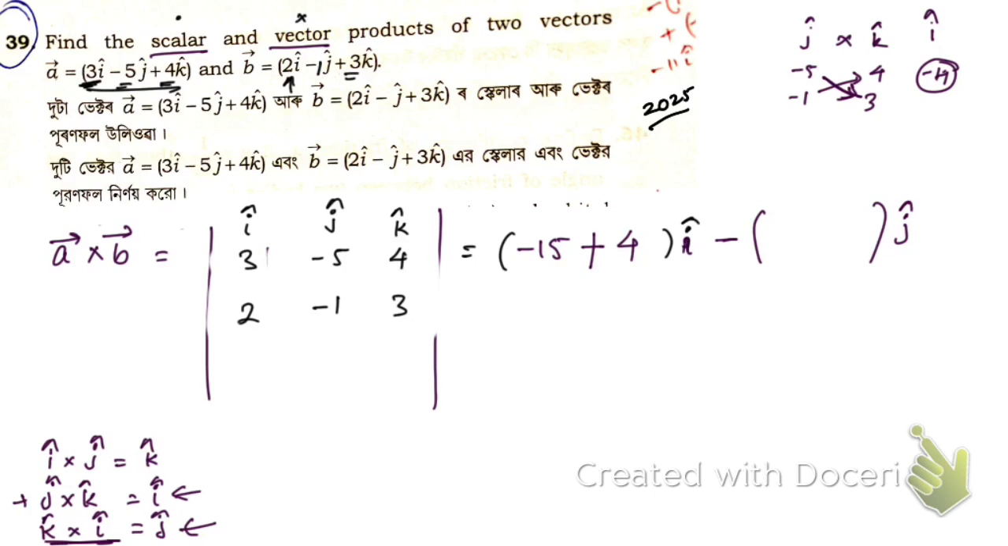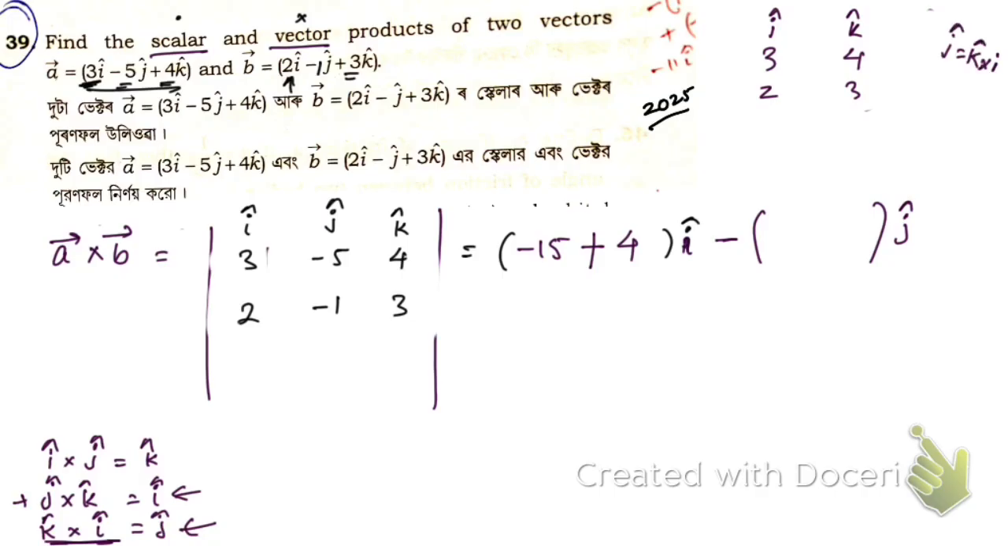Okay, now you see for J cap, let me take the I cap. What are the numbers below I cap? 3 and 2. Then let me write K cap. Numbers below K cap 4 and 3. So J cap is equal to K cross I. So here I am taking the I cap first. So that's why I have to put a minus here, because I cross K is minus J, right? So now you see, again start from here. 3 3 is 9, minus 2 4 is 8.